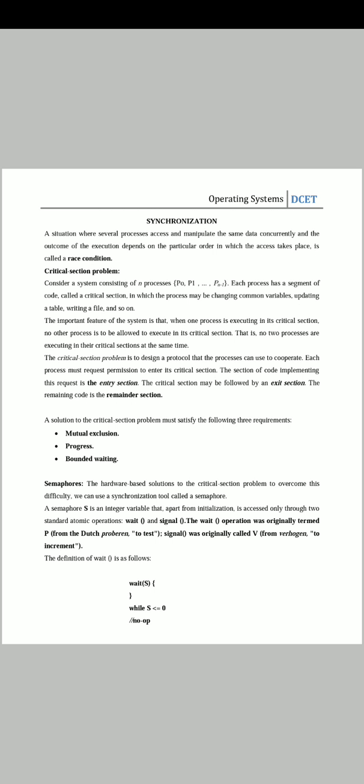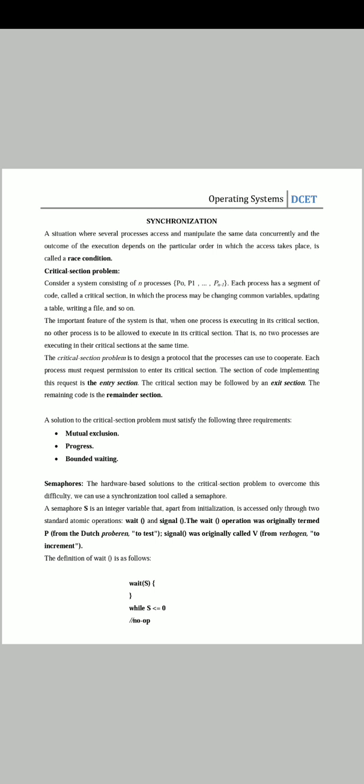Next important concept or tool for process synchronization is semaphores. Semaphores, the hardware based solution to the critical section problem. To overcome this difficulty, we can use the synchronization tool called semaphore. Semaphores are the solution for the critical section problem. This is a hardware based solution to overcome the critical section problem.